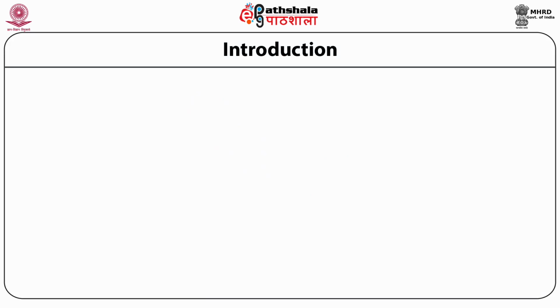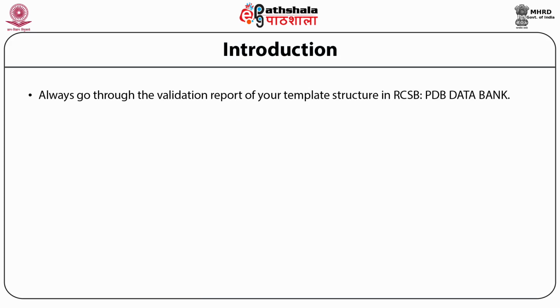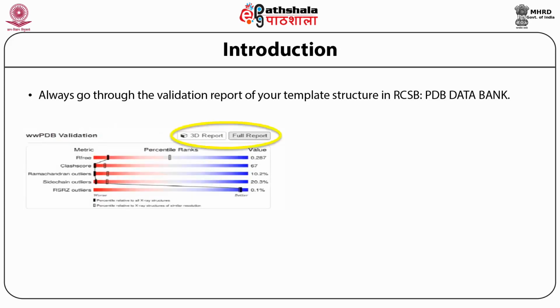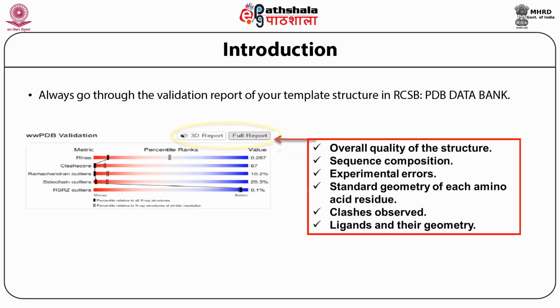Before you do a structure prediction, it is always better to go through the validation report of a template structure in the RCSB. On the left-hand side you see a figure where a circle is highlighted in yellow, which shows the full report. This full report has information about the overall quality of the structure, sequence composition, the experimental errors, then the standard geometry of each amino acid residue like dihedral angles and bond lengths. All the errors are reported in this full report. The clashes which are observed, the van der Waals clashes, hydrogen bond clashes, solvent and ligand clashes, all that information will be available. Then there is also information about the ligand and the geometry, how it is binding to the active site of the enzymes.